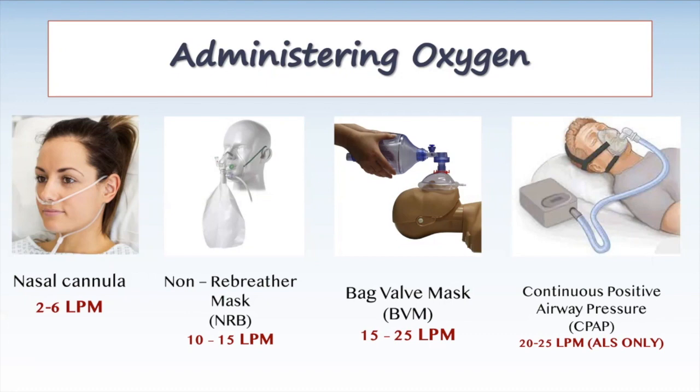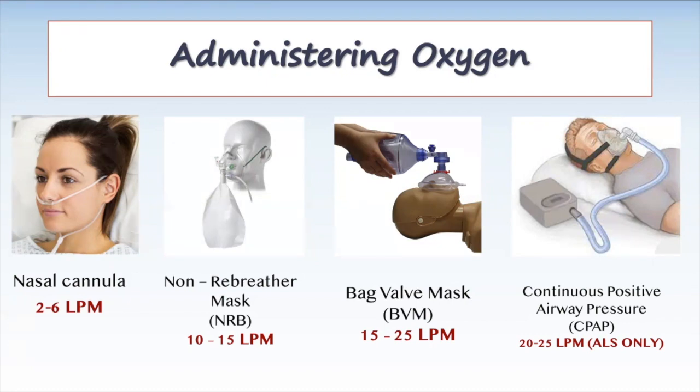The nasal cannula is used to administer the least amount of oxygen at 2 to 6 liters per minute. It may only be used on conscious patients who can maintain their own airway. The non-rebreather mask, or NRB, can also only be used on conscious patients who can maintain their own airway. When using the NRB, set the oxygen flow rate to 10 to 15 liters per minute.